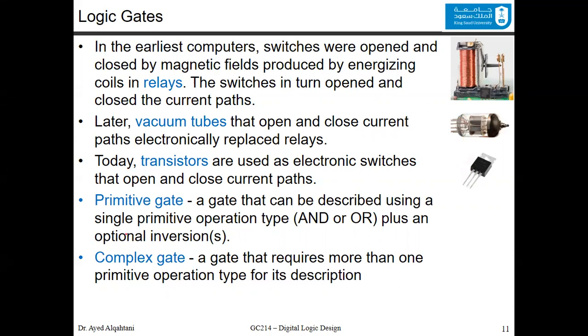There are two kinds of gates. We have the primitive gates, which are basically AND, OR, plus an optional inversion, which is the NOT. So a primitive gate is a gate that can be described using a single primitive operation. From those primitive gates, we can compose complex gates, a gate that requires more than one primitive operation type for its description.